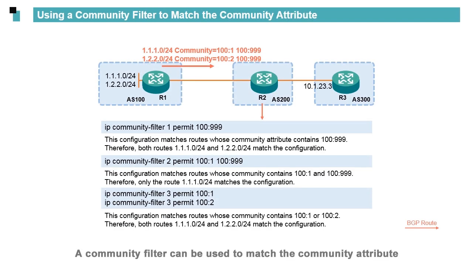A community filter can be used to match the community attribute. This slide shows 3 examples. Note the difference between the configurations of the last 2 examples. In the second example, 2 community values are specified in the IP community filter configuration in one line, and the relationship between the 2 community values is AND. In the last example, 2 community values are specified in the IP community filter configuration in two lines, one attribute value in each line, and the relationship between the two community values is OR.